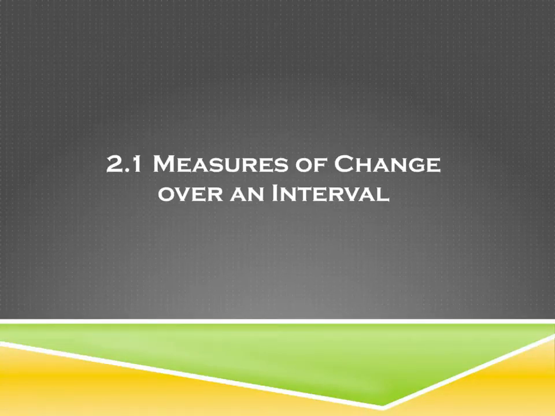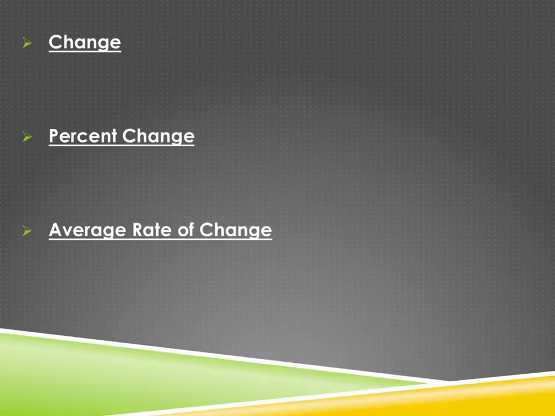So today we're going to take a look at section 2.1. It's titled Measures of Change Over an Interval. In particular, we're going to look at 3 different types of change. At least 2 of them you've done before in an algebra type class. So the first one is actually just called change.